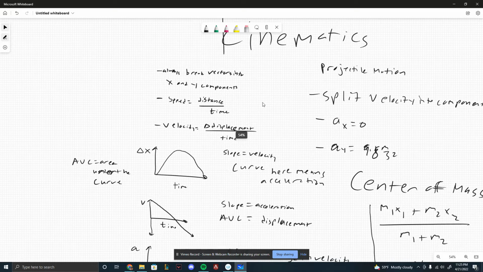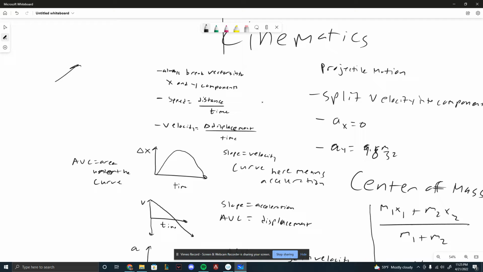Remember, we always want to break our vectors down to our x and y components no matter what. That's usually when it comes to our velocity vectors in this unit. We'll have velocity at some angle, so we always want to break down our x and y components. Speed. Remember the difference between speed and velocity, and also distance and displacement. Speed is a scalar quantity. Hopefully, you guys remember what scalars are, but that's just magnitude with no direction, versus a vector quantity, magnitude and direction. So speed is just distance over time.